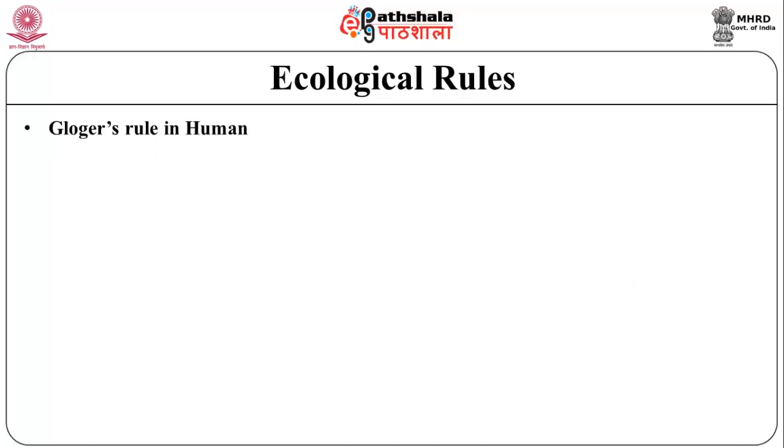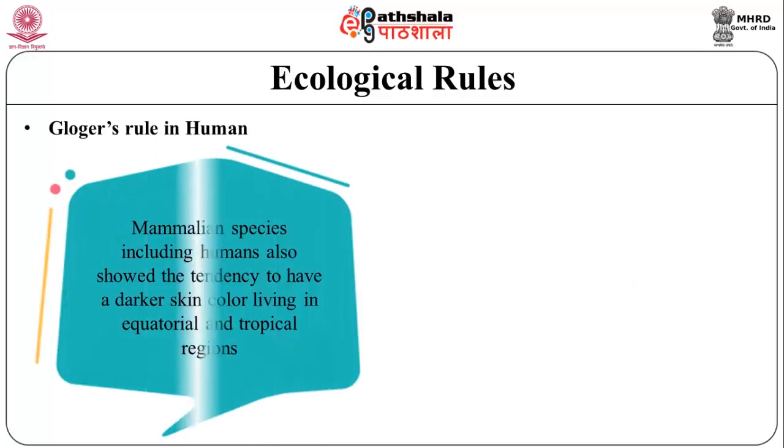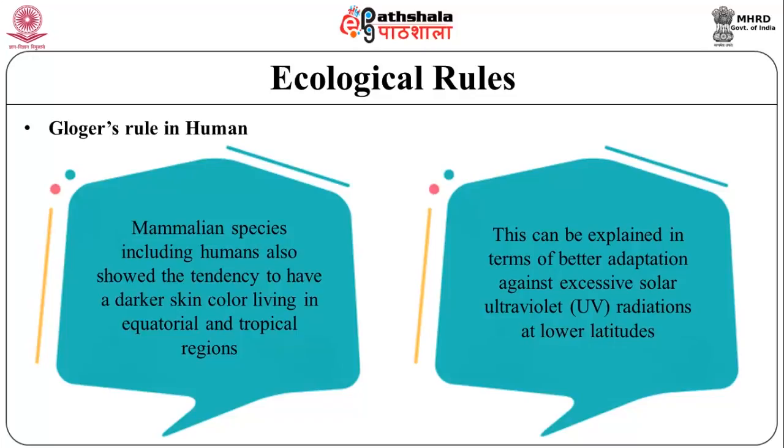Now, Gloger's rule in humans, how is it applicable? Mammalian species, including humans, also showed the tendency to have darker skin color living in equatorial or tropical regions. This can be explained in terms of better adaptation against the excessive solar ultraviolet radiation at lower latitude.